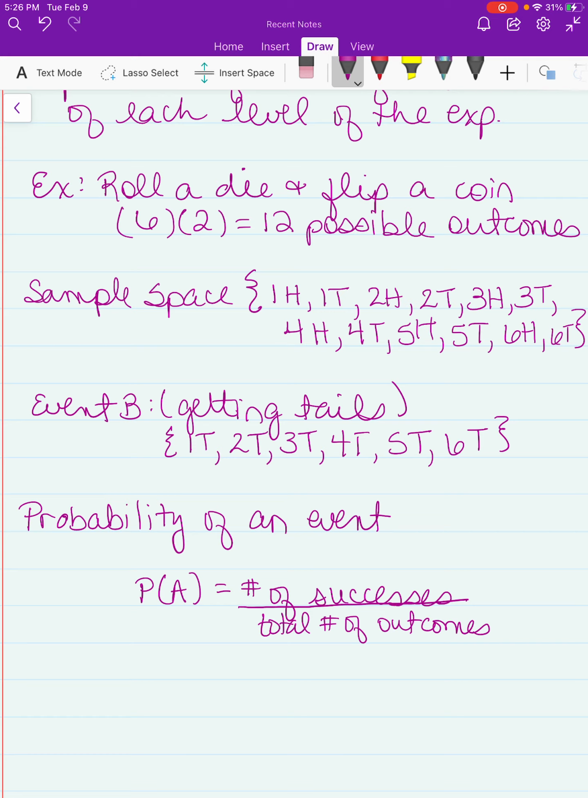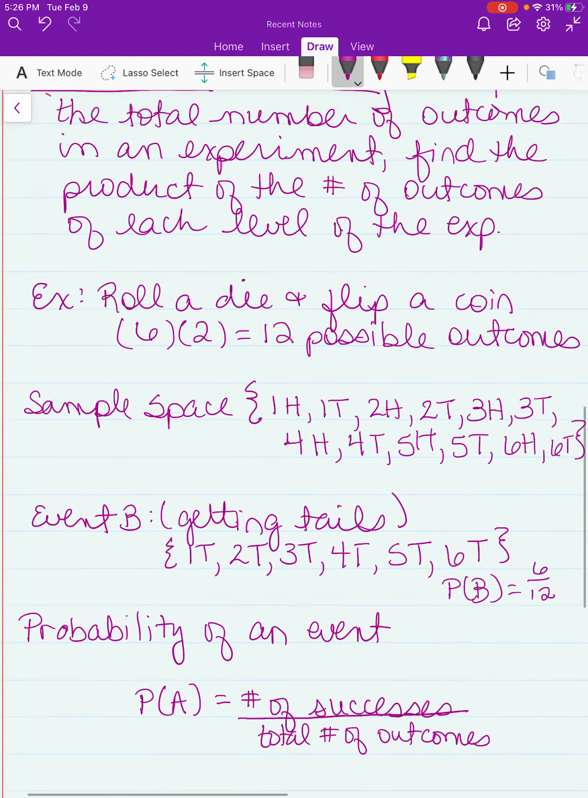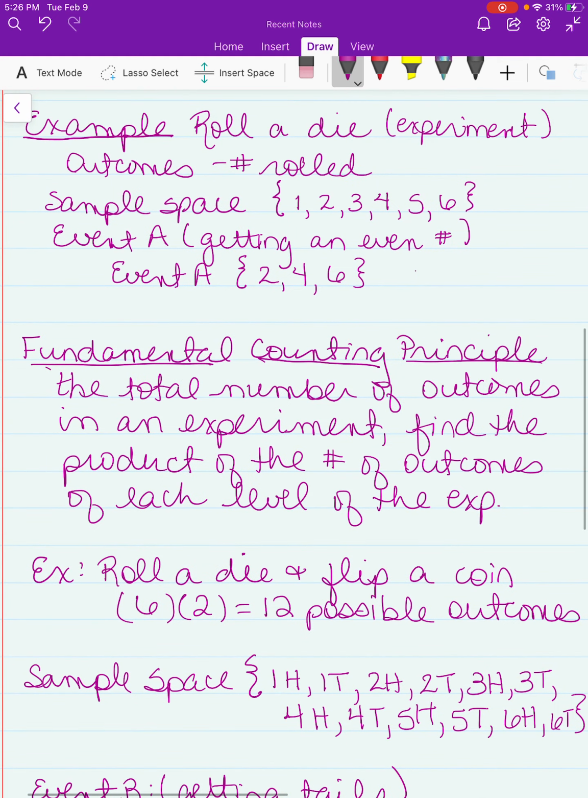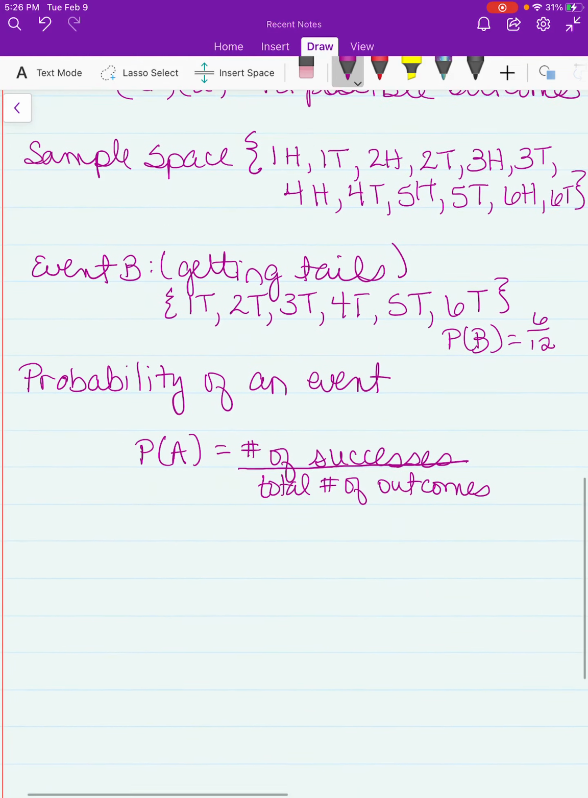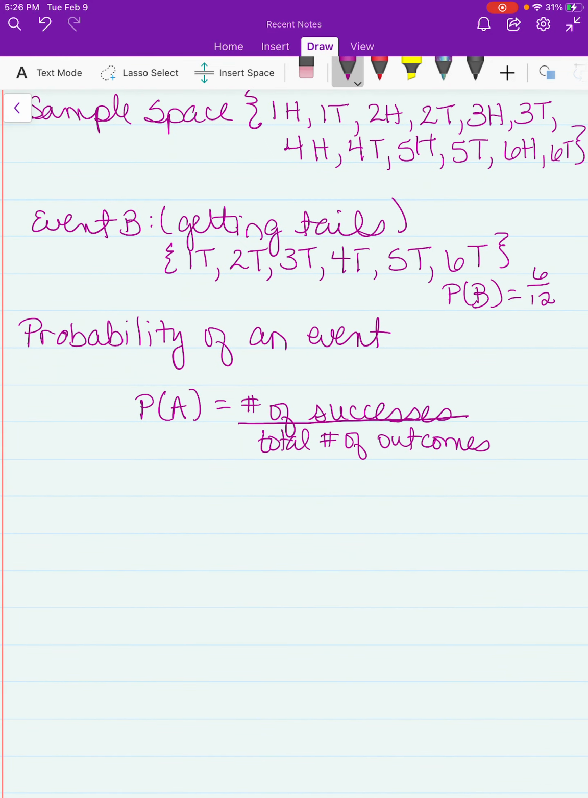So if I wanted in this case to find the probability of event B, then I would have 6 out of 12. If I went back up here and found the probability of event A, it would be 3 out of 6, and you could reduce that. Probability can be written as a decimal or as a fraction.